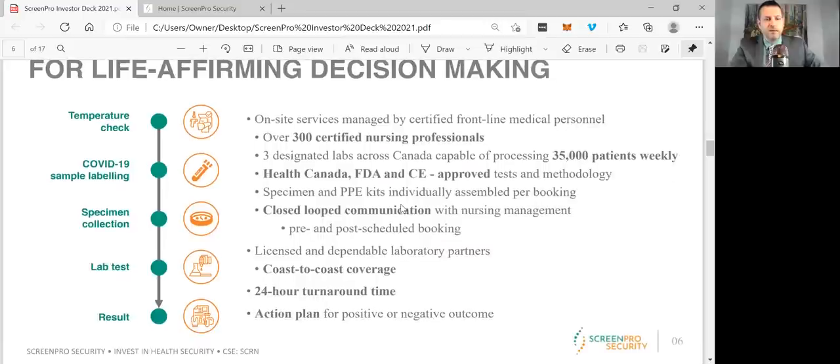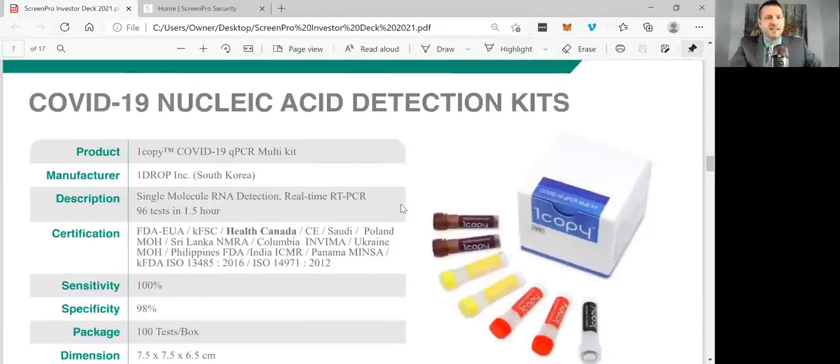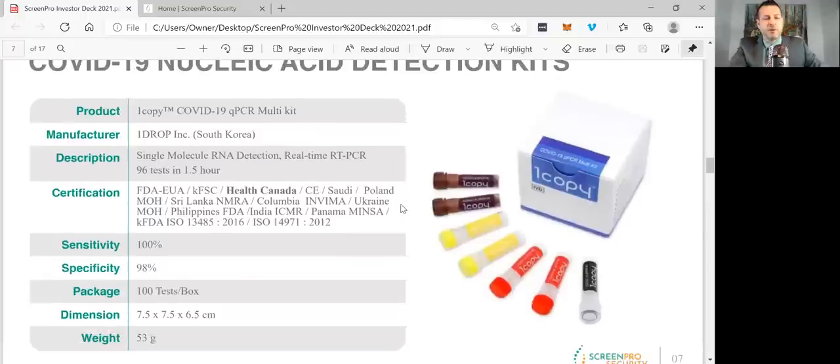So they do a temperature check, a COVID-19 sample labeling, a specimen collection, a lab test, and then within 24 hours, you have a turnaround time. Huge. COVID-19 nucleic acid detection kits look like this. Product is the One Copy trademark COVID-19 multi-kit. The manufacturer, One Drop Inc. in South Korea. Description, a single molecule RNA detection, real-time RT-PCR.